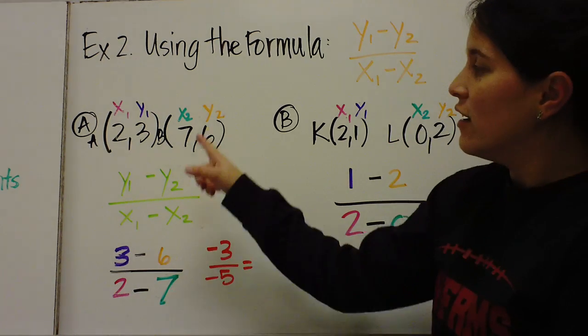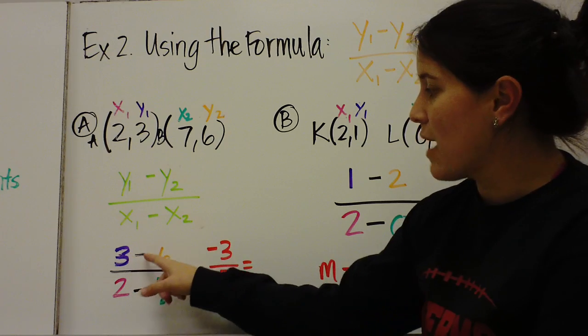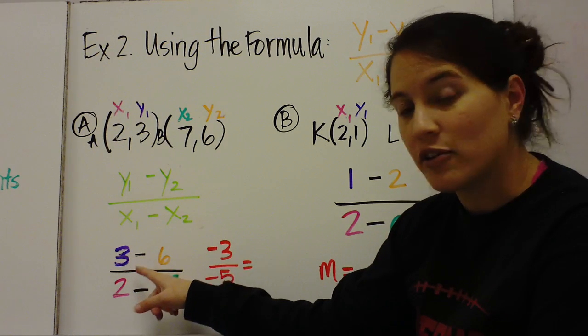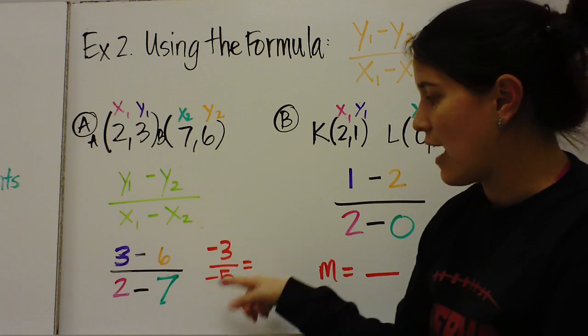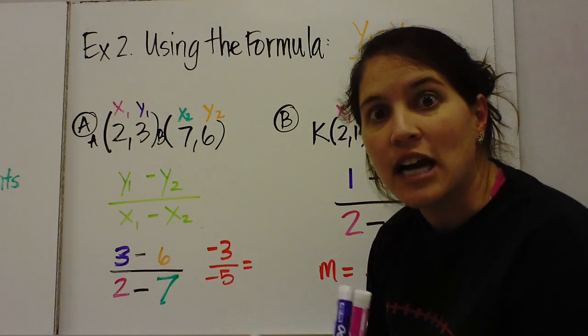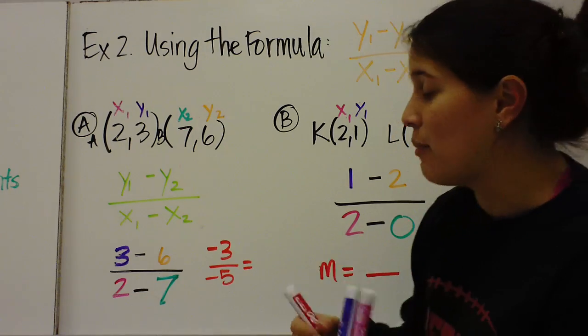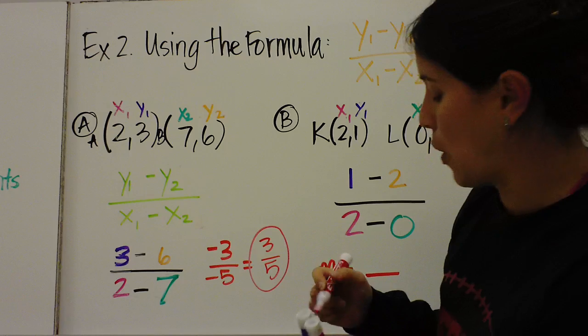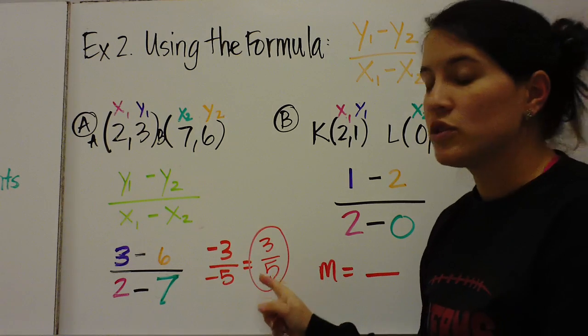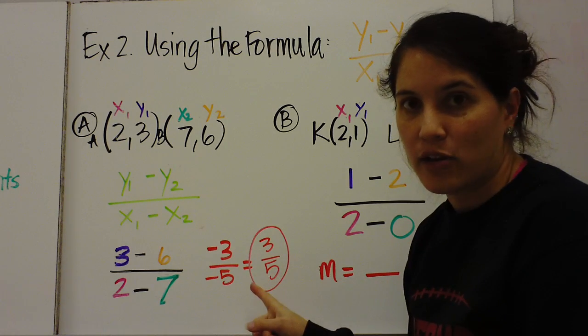Okay, so we subtract 3 minus 6. If you need a calculator, type it in your calculator. 3 minus 6 is negative 3. 2 minus 7 is negative 5. We cannot have negative on the top and bottom, so it comes to 3/5 is our slope. So m equals 3/5, and that would be our slope.